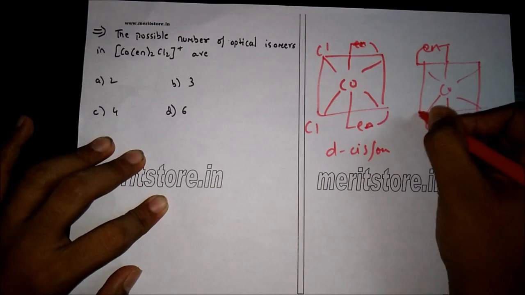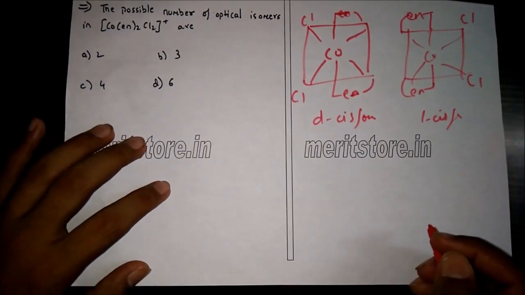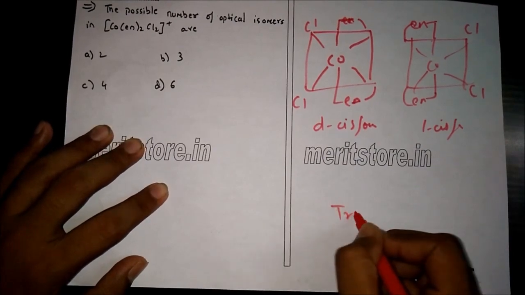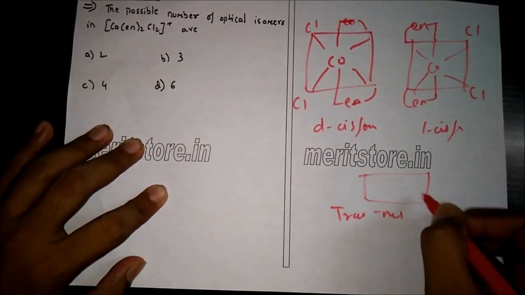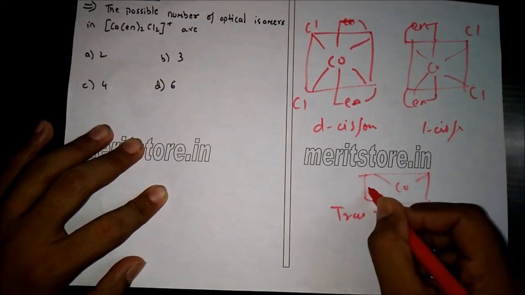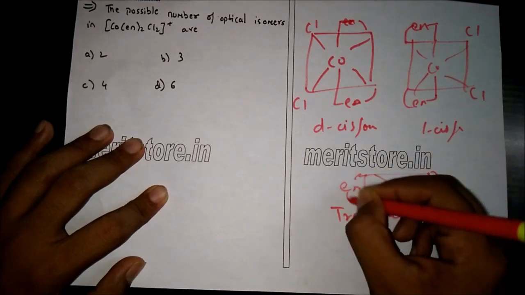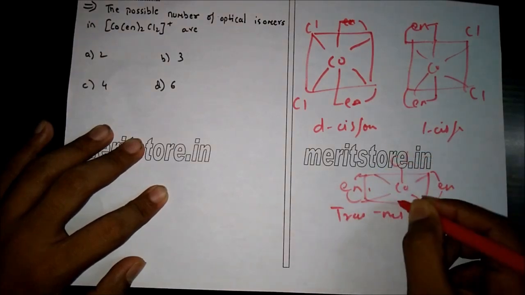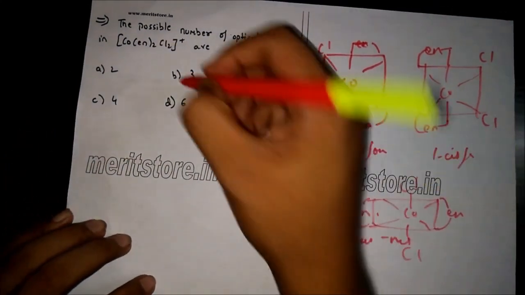So en will be on this side, there will be Cl. Therefore there is another isomer which is possible, which is the trans meso form, which is basically a rectangle with both the en atoms on the opposite sides, with Cl above and below. Therefore three types of isomers are possible. The correct answer here is therefore option B.